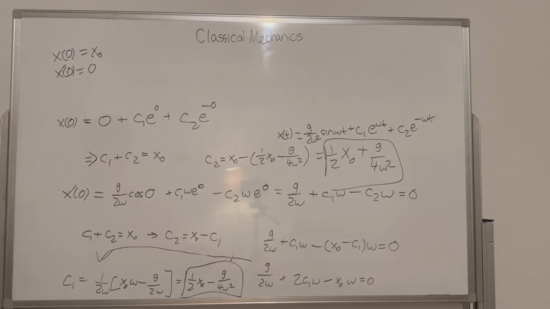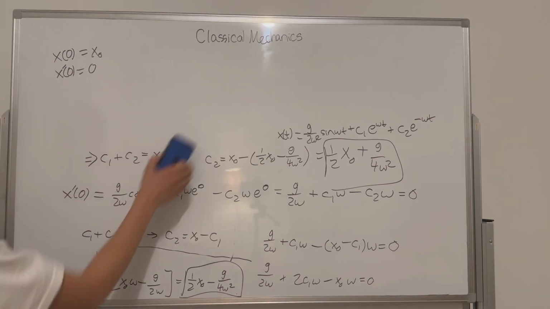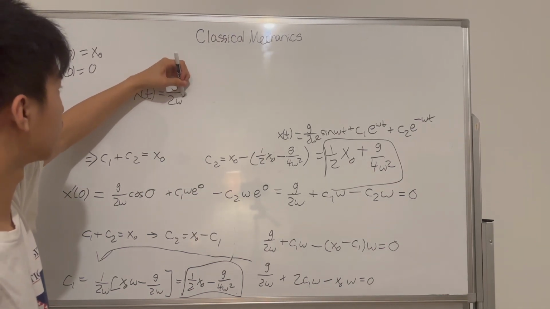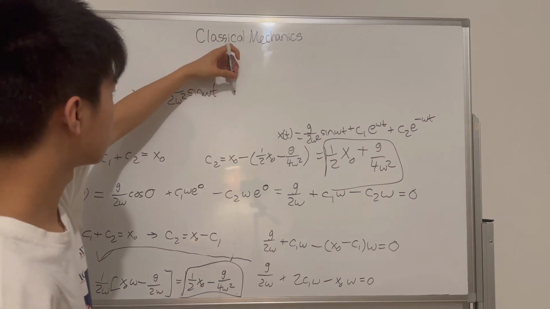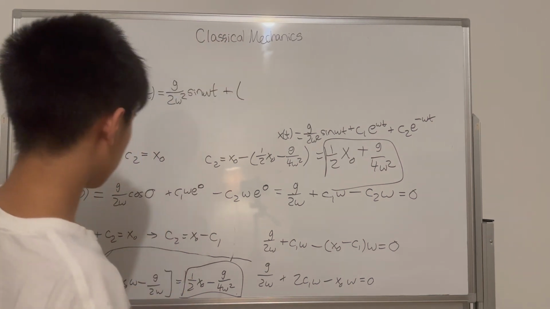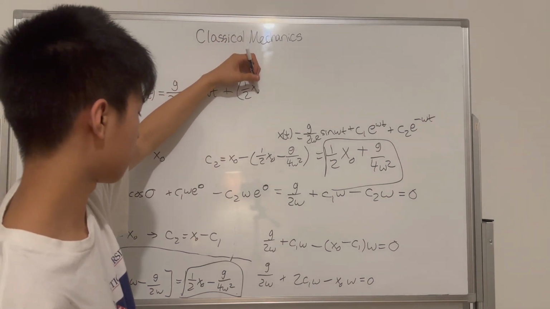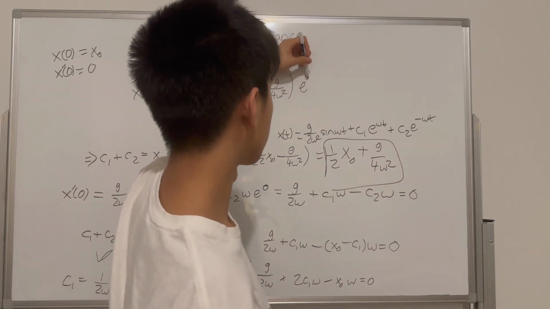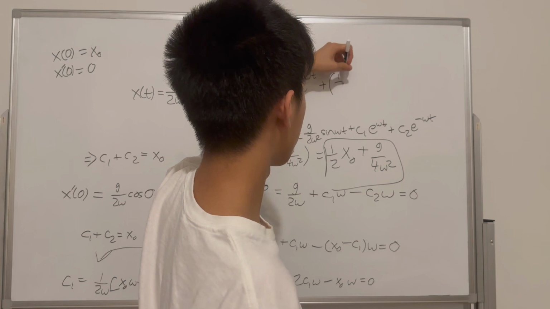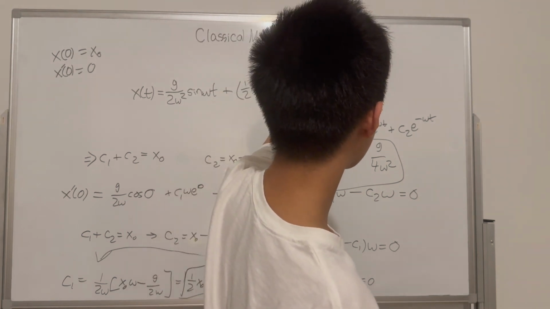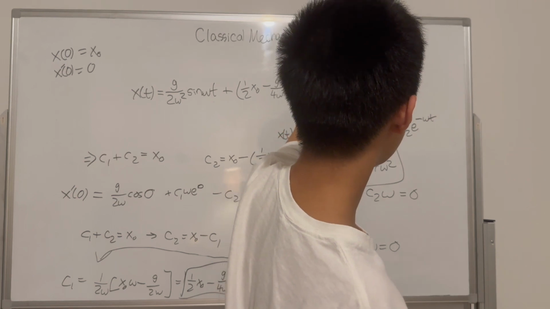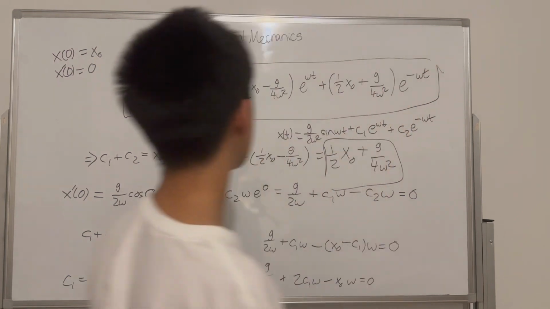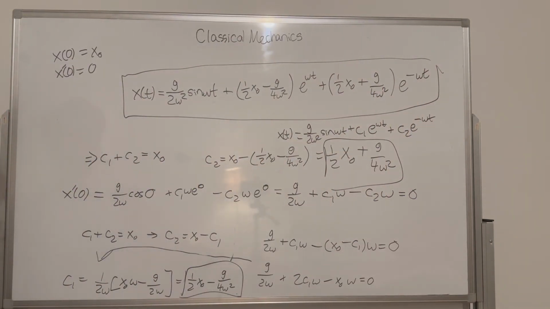Okay, so now that we have that solved for, we know what our full solution is. x of t equals g over 2 omega squared sine omega t plus 1/2 x naught minus g over 4 omega squared times e to the omega t plus 1/2 x naught plus g over 4 omega squared times e to the negative omega t. That's our final solution to our problem. Yeah, simple problems can be this complicated.